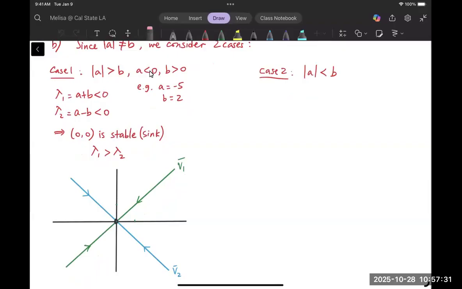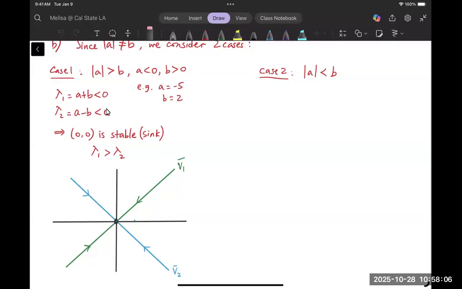Okay, so here, remember A is a negative parameter, and B is positive. And we want to look at, given this restriction on A and B, how are lambda 1 and lambda 2? Are they positive or negative? Because they affect the stability of the fixed point. So just take, for example, A is negative 5 and B is 2. Obviously A is negative, B is positive, and the absolute value of A is 5, which is greater than 2.